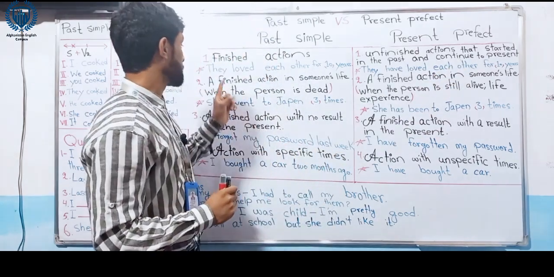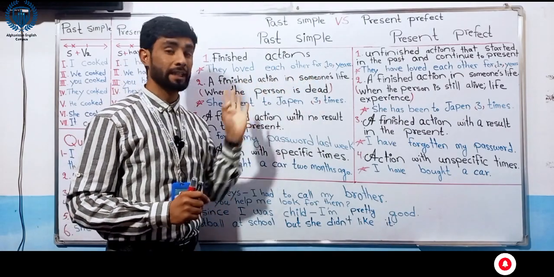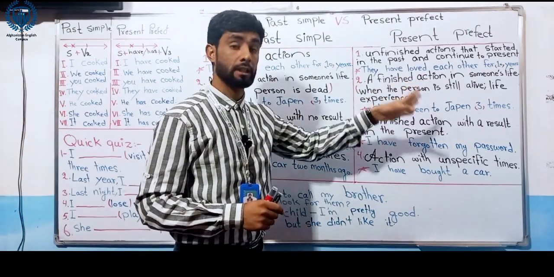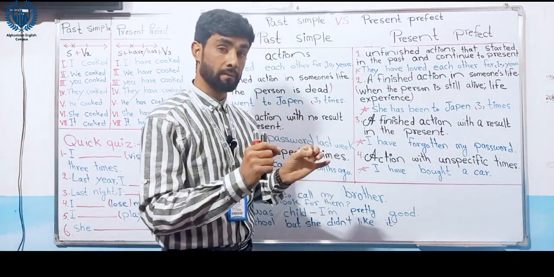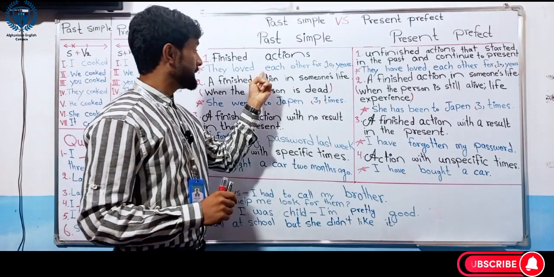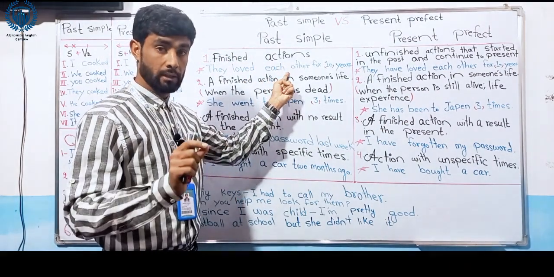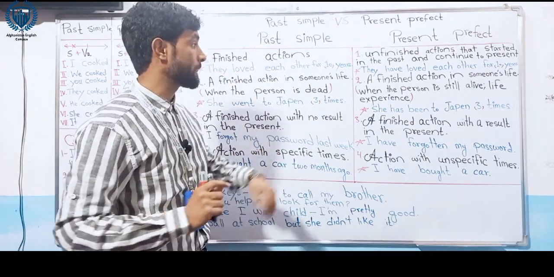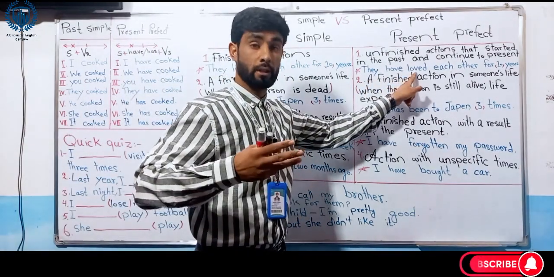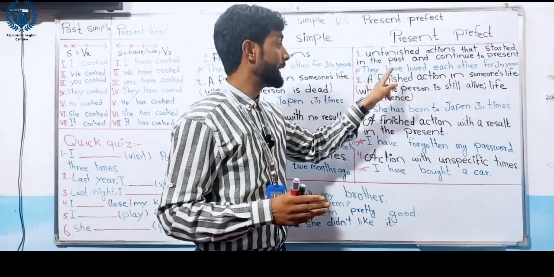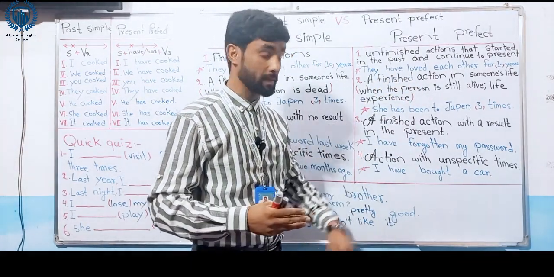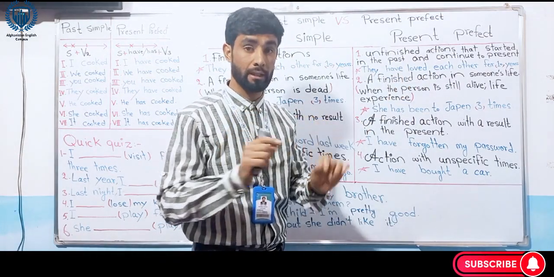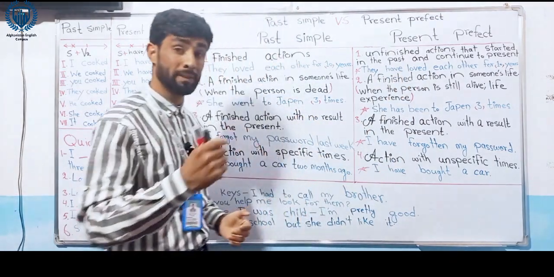Look at the example. They loved each other for 10 years. Simple past. They have loved each other for 10 years. Present perfect. What is the difference? The difference is this action is finished. They do not love each other anymore. They are done. This one is still going on. Still it's happening. They have loved each other for 10 years. It means it's an unfinished action. They still love each other. It's not done. Hope it's clear.